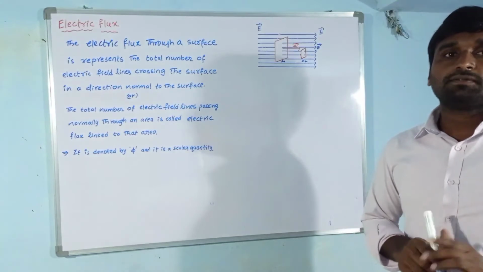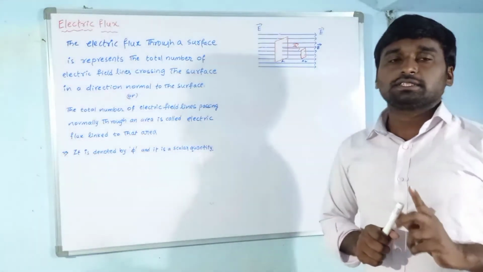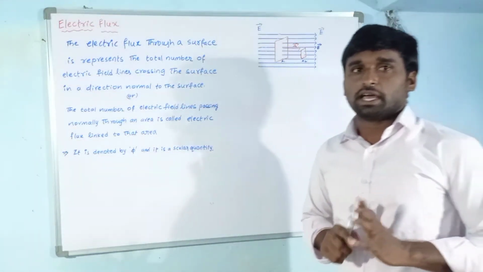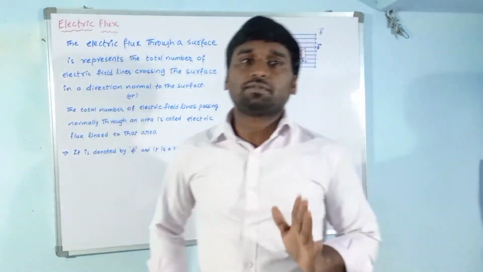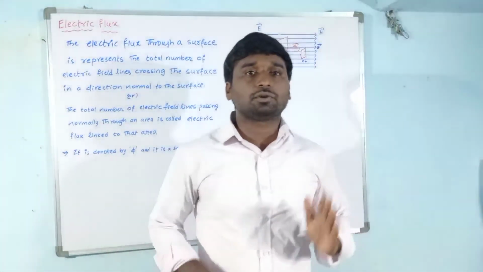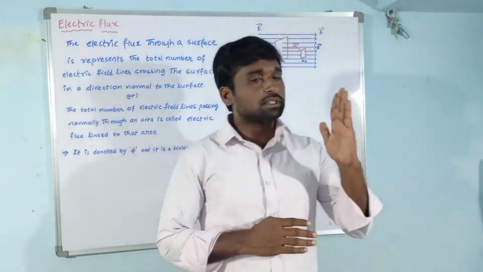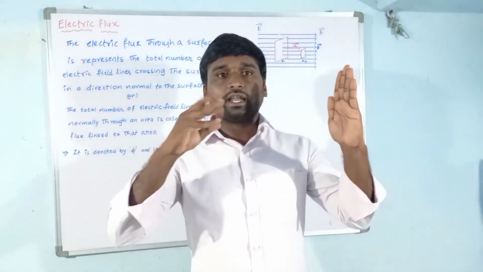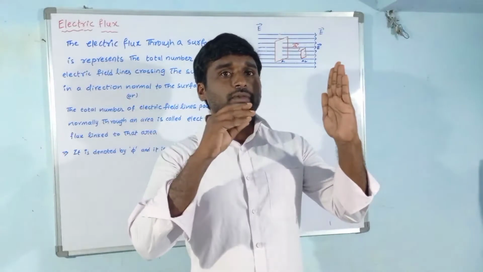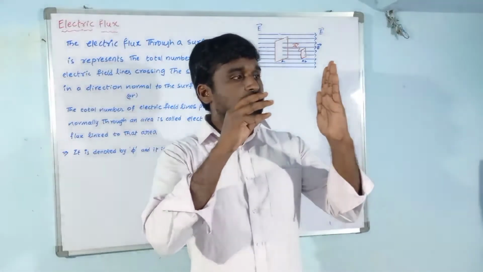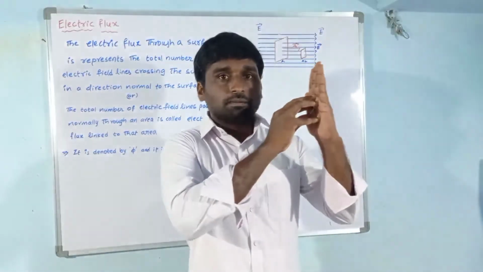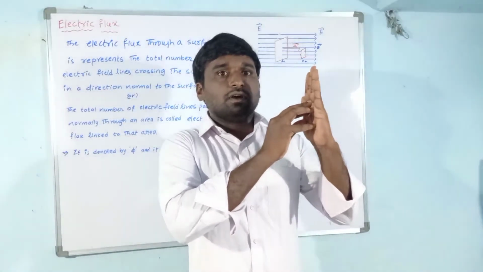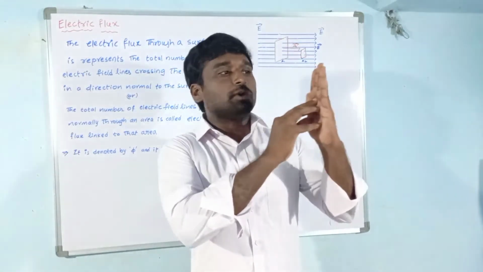So what is electric flux? Electric flux is the number of electric field lines passing through a surface in a direction normal to that surface. Suppose this is the plane surface, and these are the electric field lines. How many electric field lines are passing through this plane surface in a direction normal to the surface?